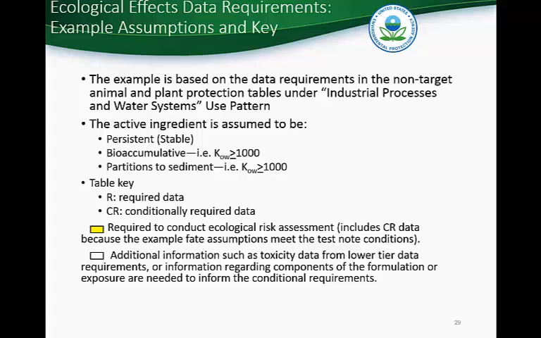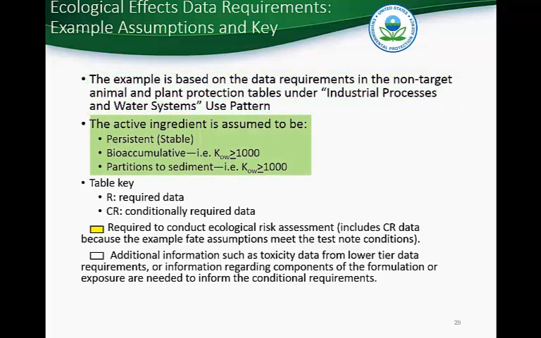This slide provides the assumptions about the example active ingredient's physical chemical properties, and a key to understanding the example tables that I'm going to review. The example is going to be based on the data requirements in the non-target animal and plant protection tables found under the industrial process and water systems use pattern, where the cooling water system use pattern belongs.